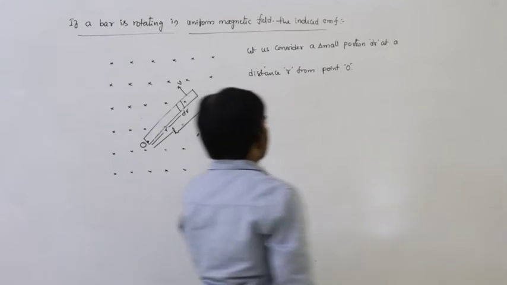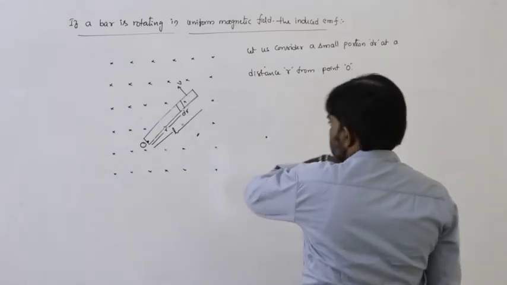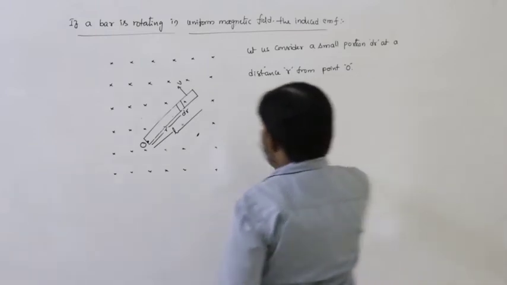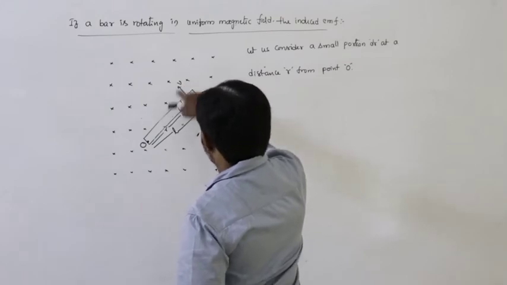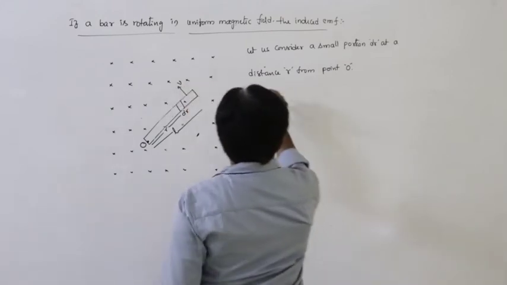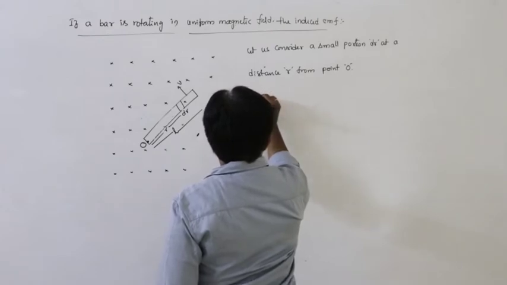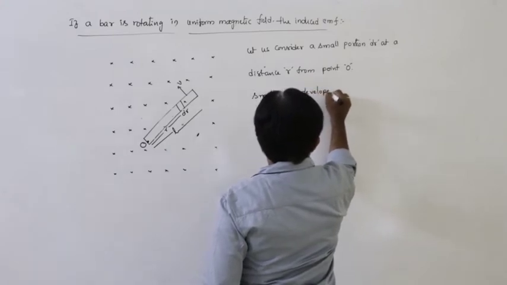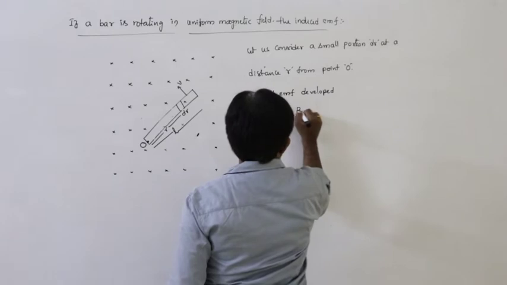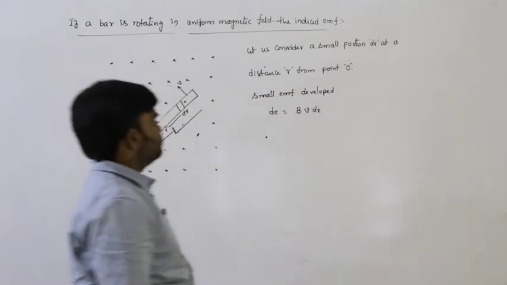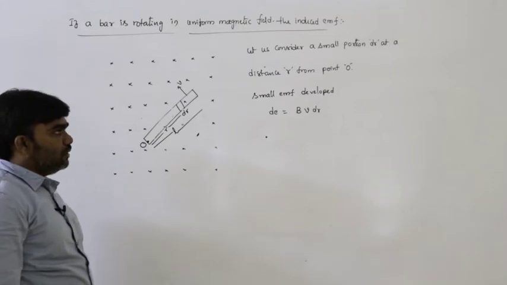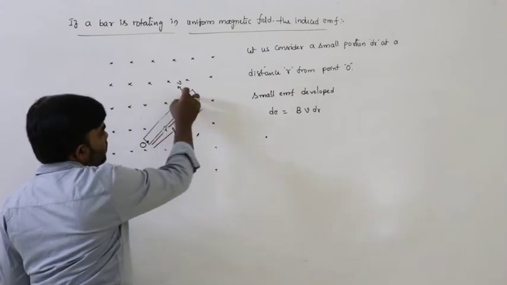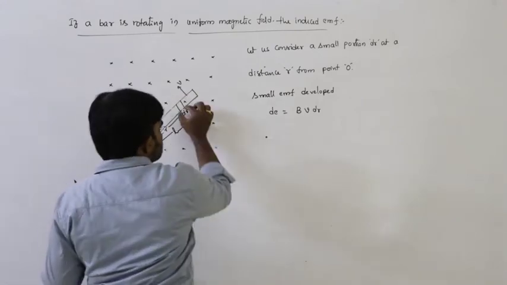Now what is the situation here? What is the small EMF developed here? The small EMF developed, as the bar rotates with velocity v, is dE equals B v dr. B is the magnetic field, v is the velocity of the conductor, and dr is the small portion.